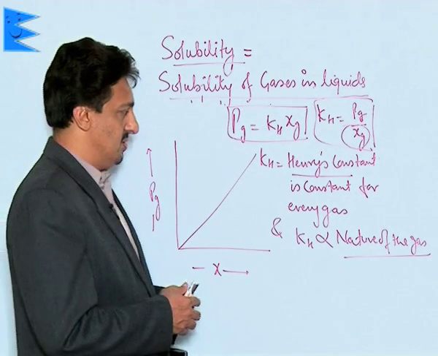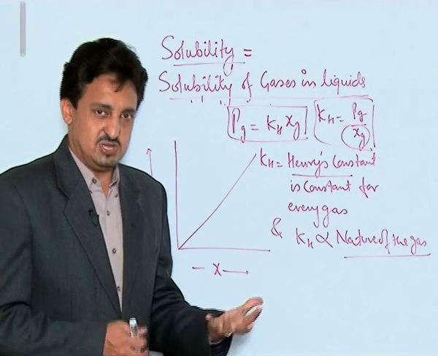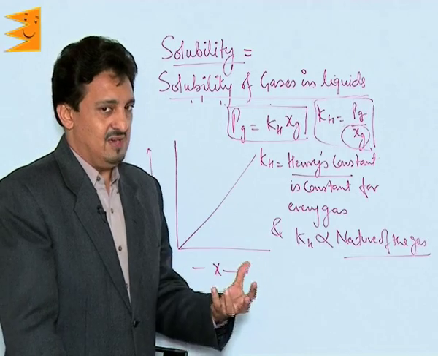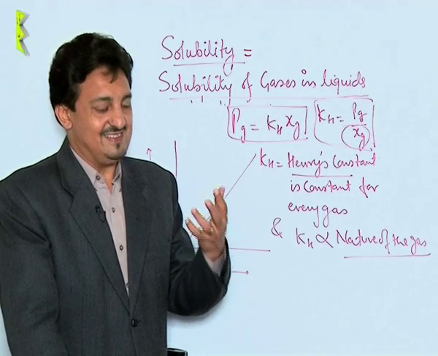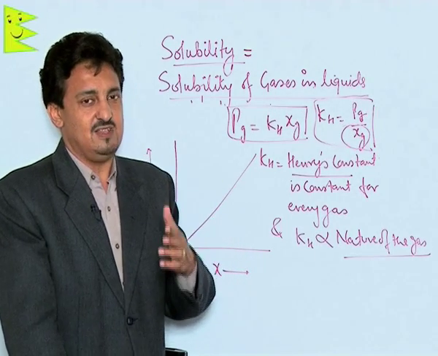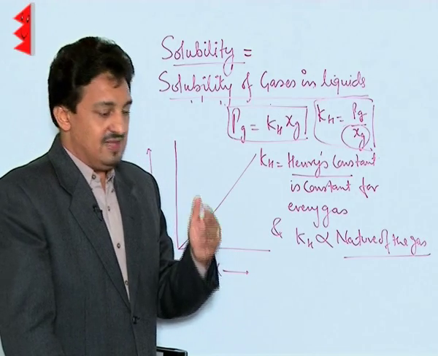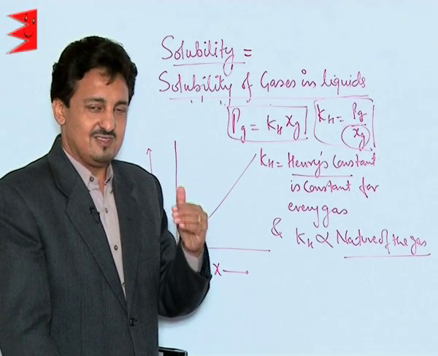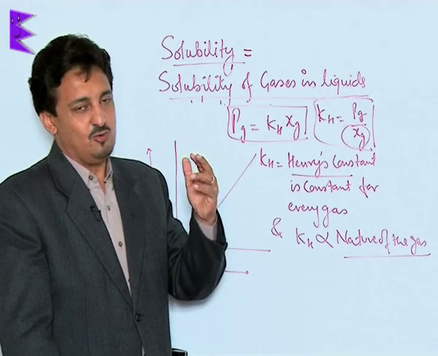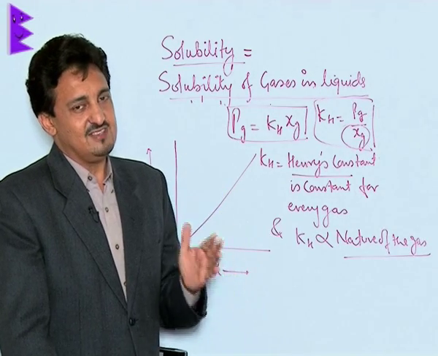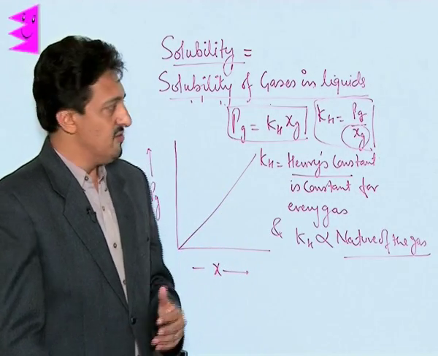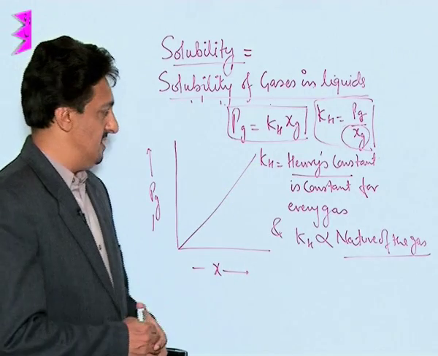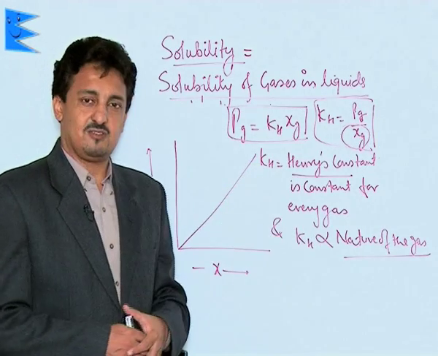Now you also need to know the effect of temperature. Always remember, the solubility of gases decreases with an increase in temperature, because then the kinetic energy of the molecules increases, so they escape out more easily. So solubility decreases with increase in temperature. So this is what Henry's law is, and this KH is Henry's constant.